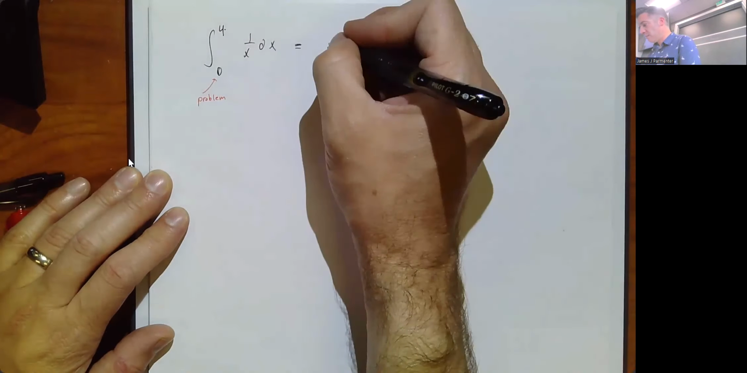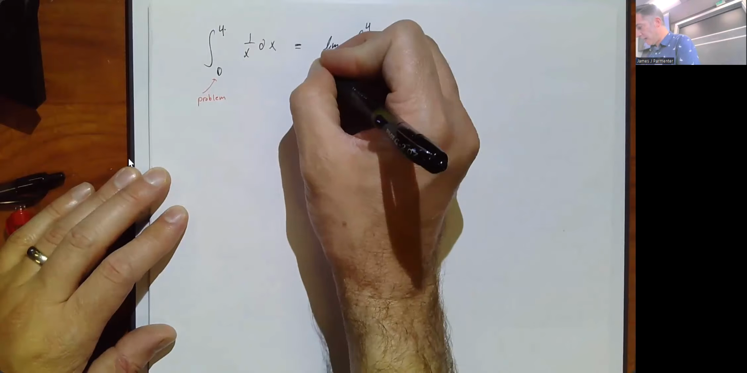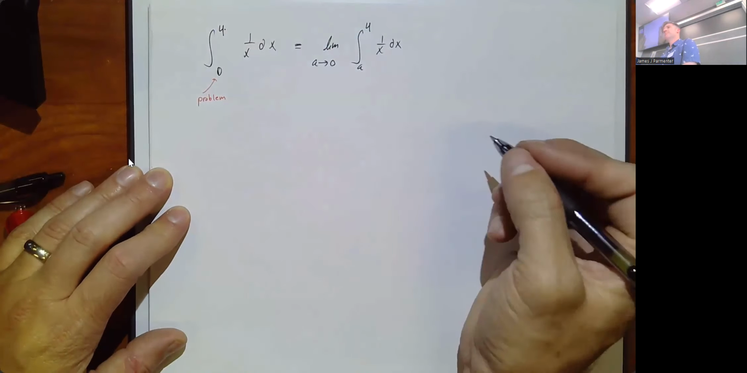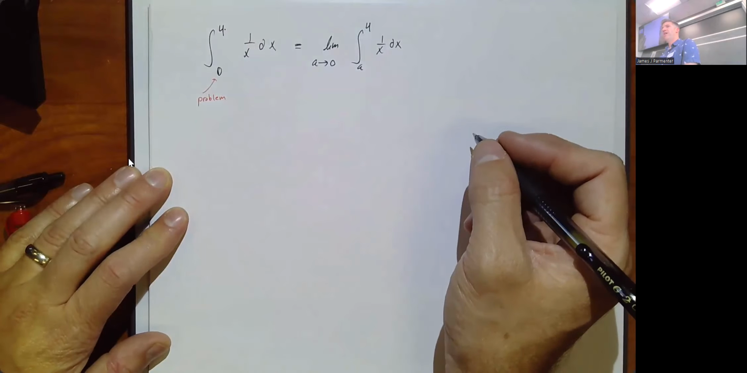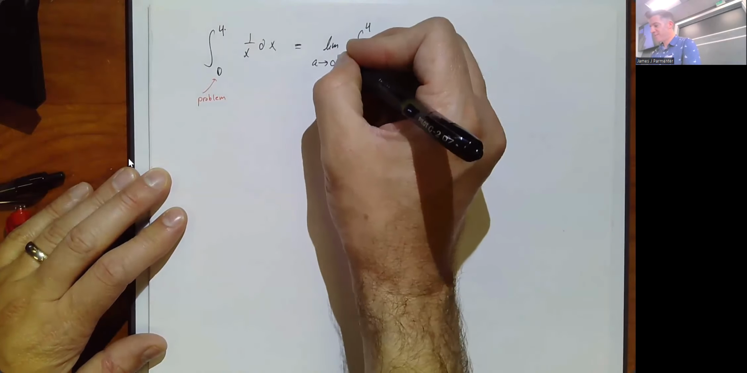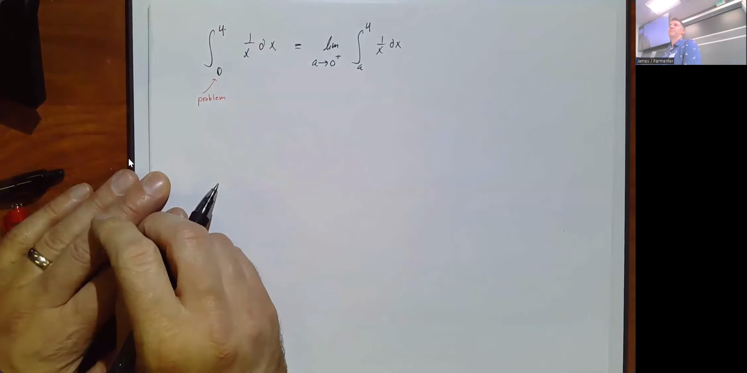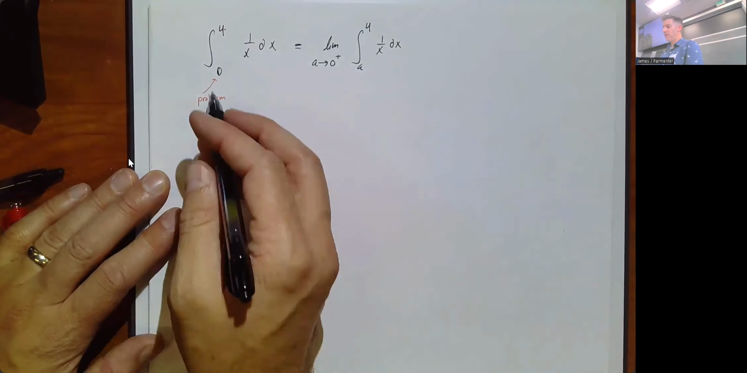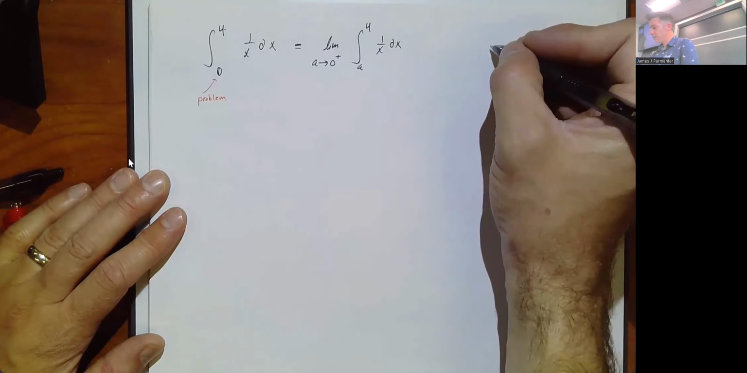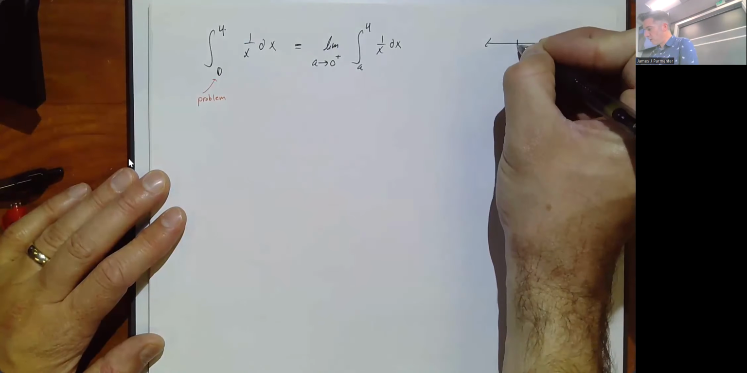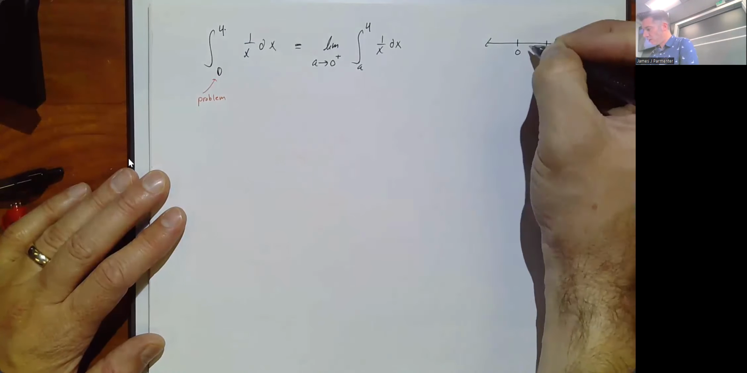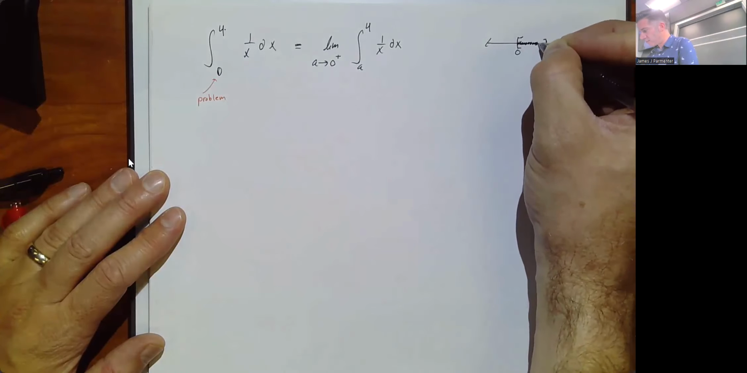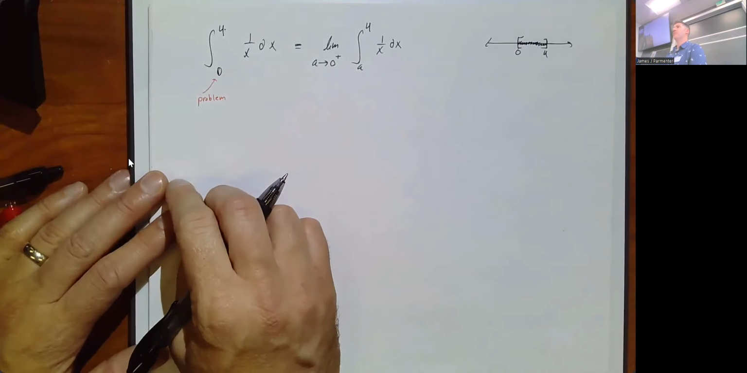I'm going to take the limit as a approaches 0 from the right. Why from the right? Well, if I'm doing the integral from 0 to 4, if I'm between 0 and 4, what side of 0 am I on? The right side of 0.